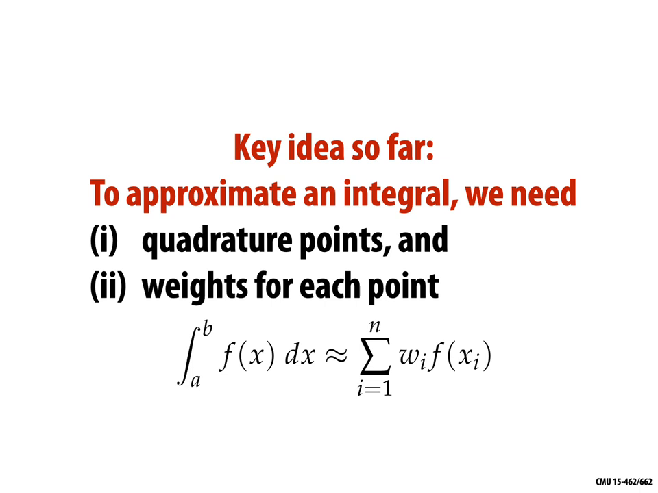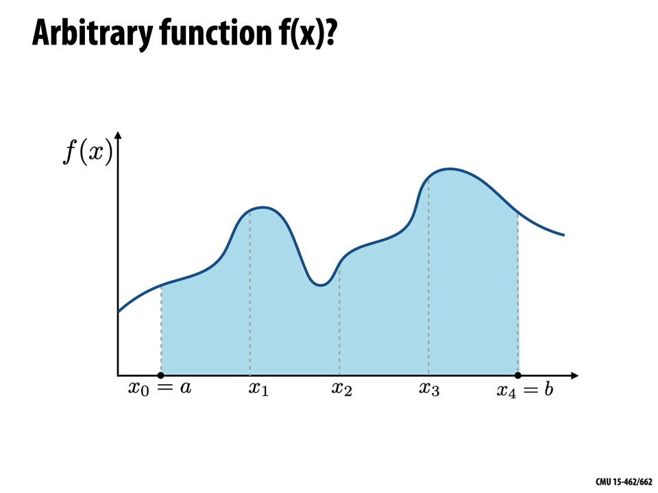Okay, but there are some simple strategies we can use to come up with these quadrature points and associated weights. So far, we've done that by assuming very specific forms of the function that we know how to integrate exactly. But what do we do if we now want to integrate an arbitrary function f of x? It's not constant, it's not affine, it's not polynomial. In fact, you can imagine you don't even know what form it takes. Somebody's just handed you a black box function f of x. You don't get to see how it's implemented. You don't get to know what algebraic expression it corresponds to, but you still want to integrate it.